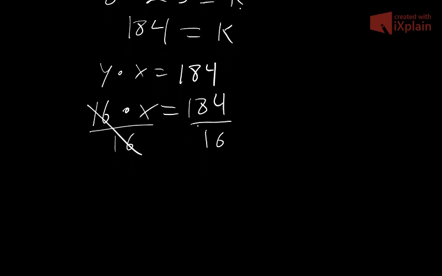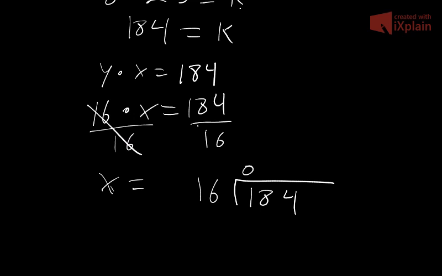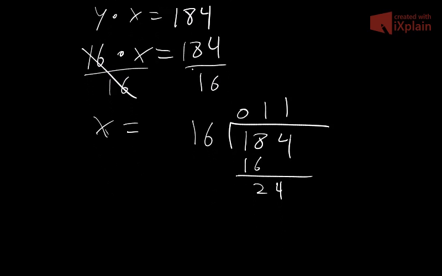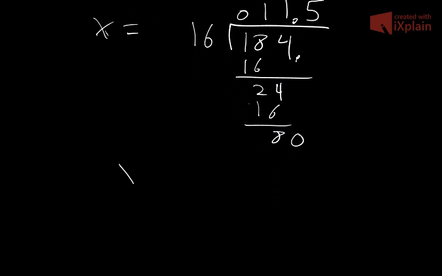That'll cross off right there, and I have that x equals whatever 16 going into 184 is. So 16 goes into 1 0 times. 16 goes into 18 once, leaving 24, and then it goes into 24 once, which leaves me 8. I can put a decimal here, and I'll end up getting, sorry, I shouldn't have a 0 up there. 16 goes into 80 exactly 5 times. So now I have that x equals 11.5, and just like that, I'm done.